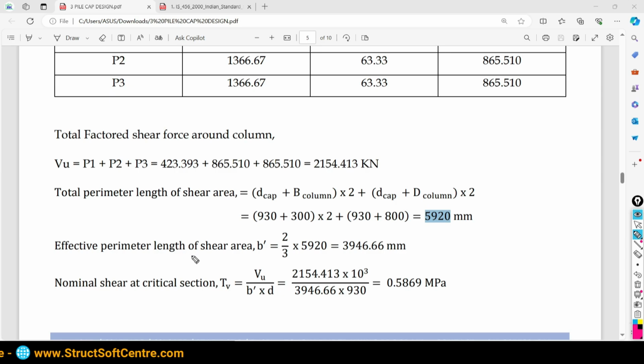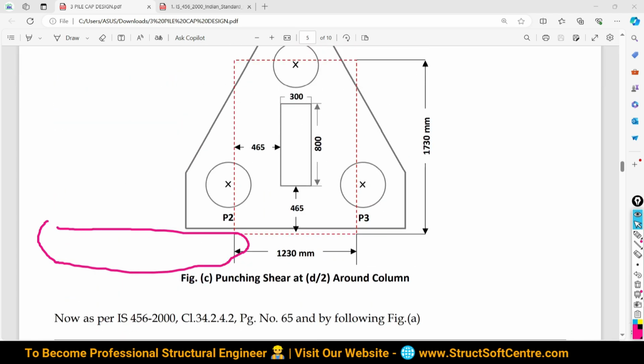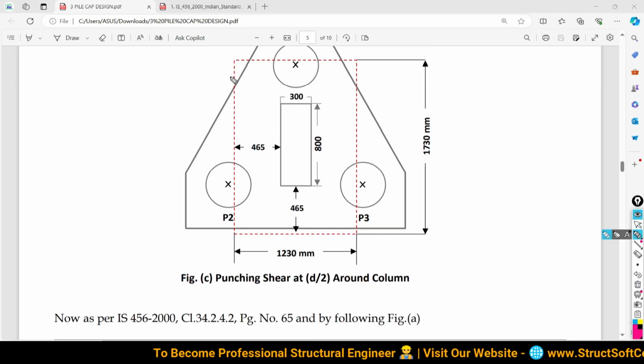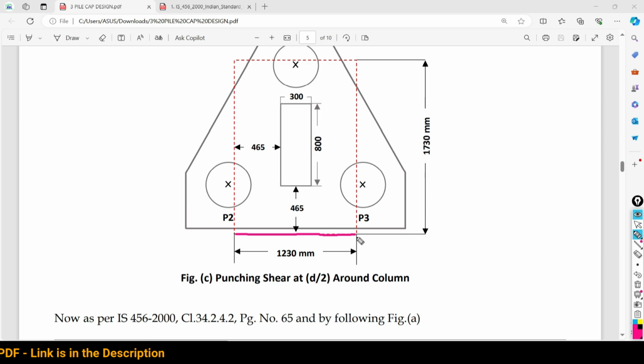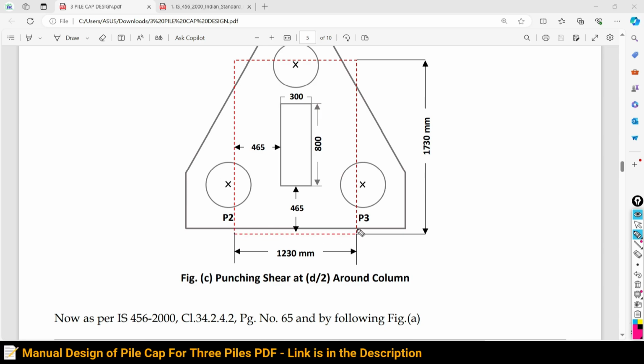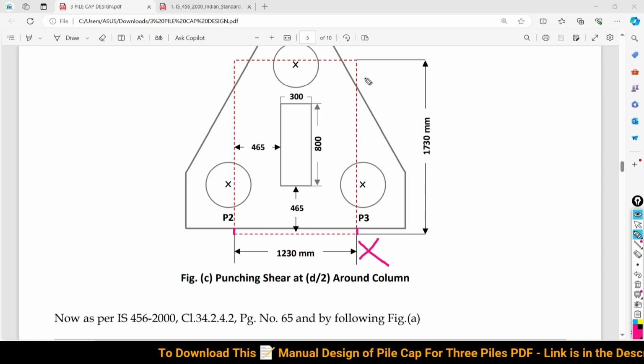Now the effective perimeter length of the shear area. What does it mean? Try to understand. If you look at this line, this is the line representing the pile cap edges, which take part in resisting the shear. This edge is coming outside of the pile cap, so it is not playing an important role in resisting the shear. It is a small height outside, so it is not needed to be considered.